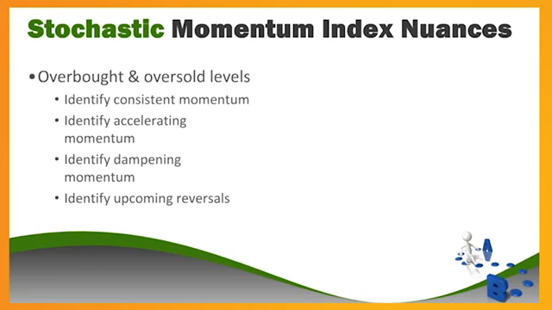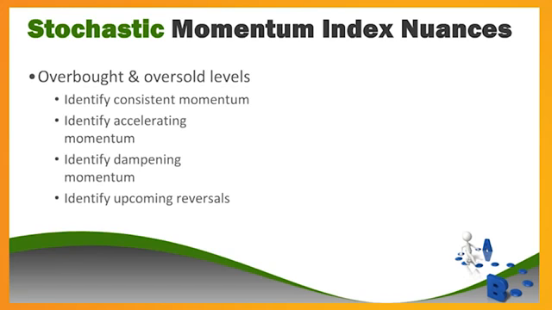Let's talk a little bit about the stochastic nuances, right? These are the areas that people don't use normally, and really they're the most reliable things that you can think about using with the stochastic. So first thing, it identifies consistent momentum in the overbought and oversold levels. It's either consistently going down or consistently going up. It identifies accelerating momentum. That's when the slope is increasing upside or downside.